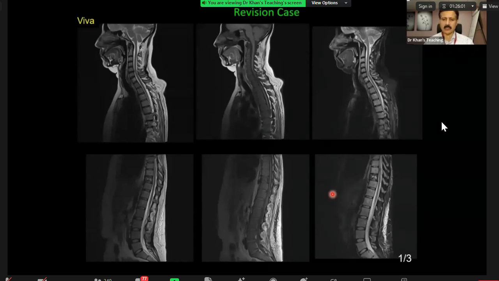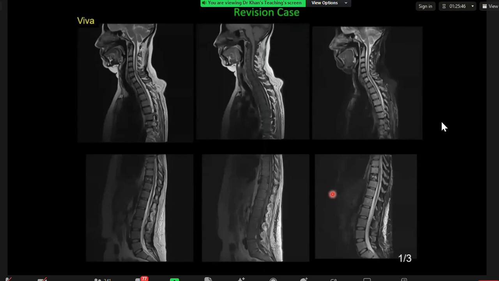It's a revision case. Today my mandate was not to cover extradural space, which we have covered, but I thought that maybe for signals, it will be a good case as a revision. Over to you. In the T2 weighted image in the bottom left, there is abnormal signal within one of the thoracic vertebral bodies.